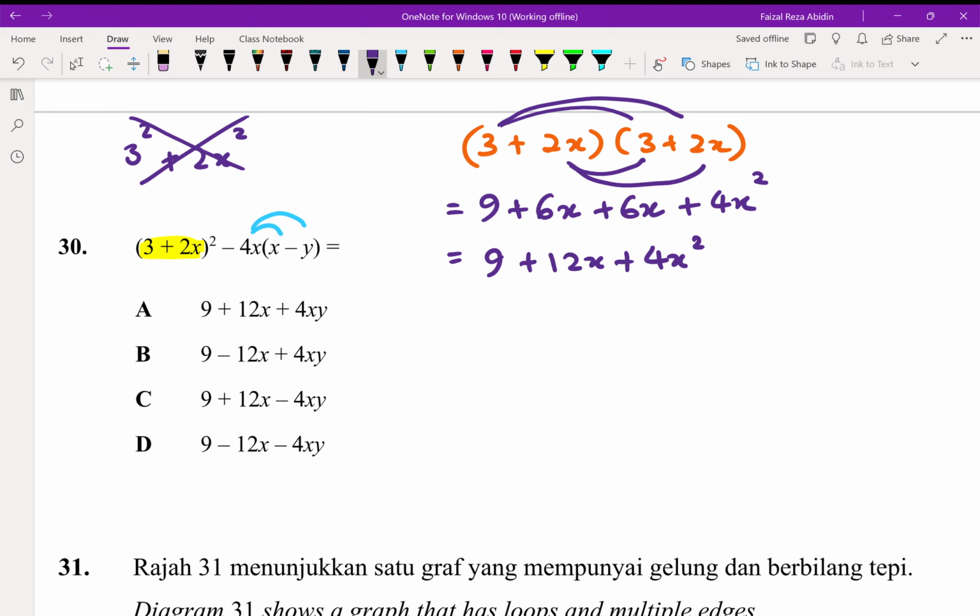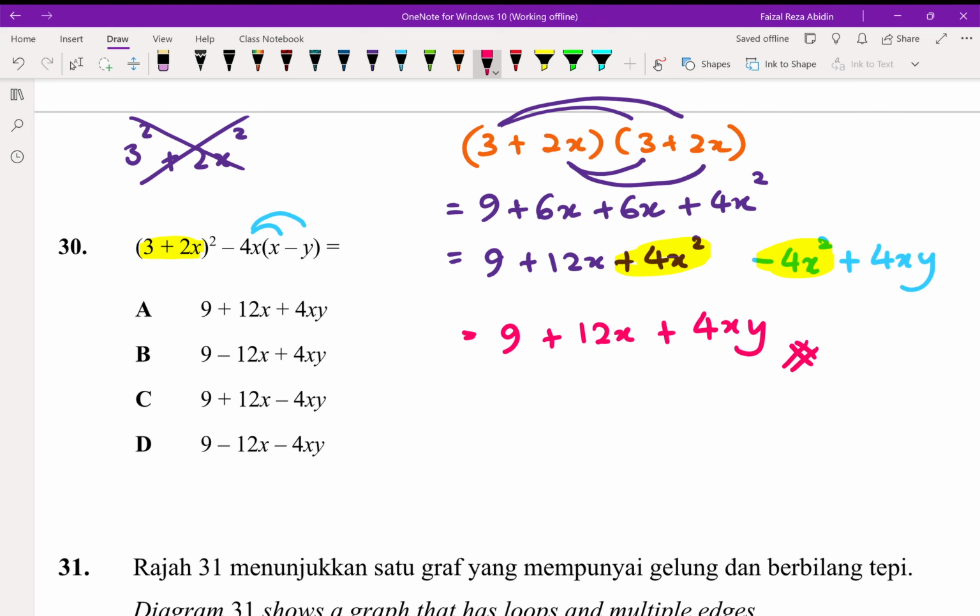Okay. So, next thing I'm going to have for our minus 4x times with x. You're going to get negative 4x square plus also 4xy, isn't it? Yes. So straight away kalau tengok dekat sini plus 4x square and negative 4x square hilang. So you are going to get 9 plus 12x plus with 4xy. So the answer will be... Can class.